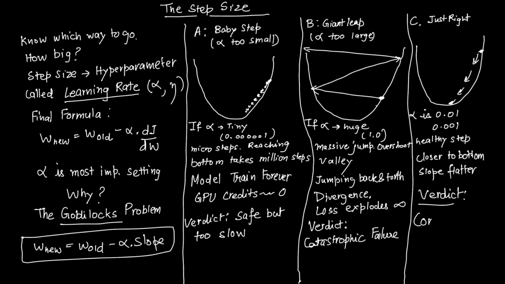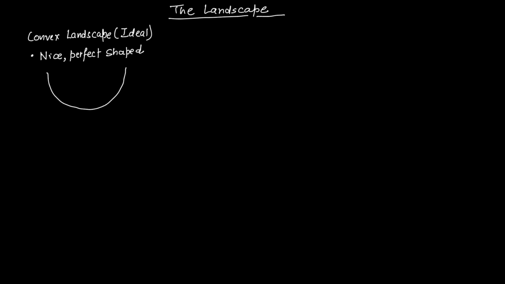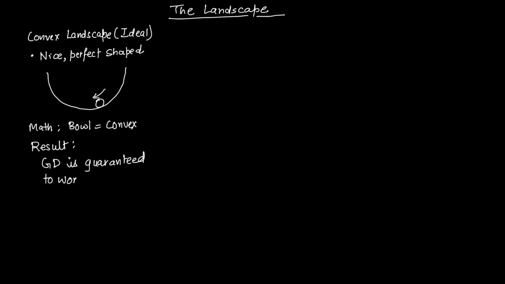Verdict: convergence. Now, I've been lying to you slightly. I've been drawing these nice, perfect U-shaped bowls. In math, a bowl shape is called convex. If your problem is convex, like linear regression, gradient descent is guaranteed to work. It's like rolling a ball in a smooth bathtub. There is only one bottom, you cannot fail.